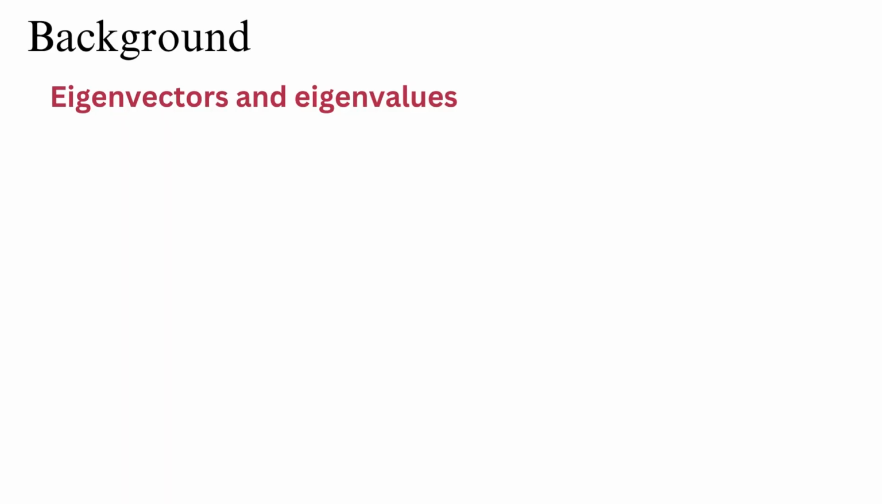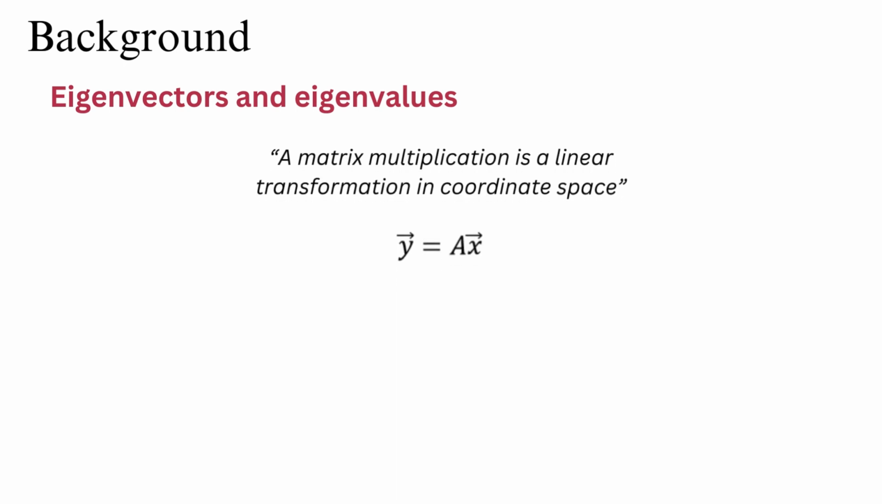Okay, let us start with the next section where we'll try to have an intuition about the eigenvectors and eigenvalues in matrix multiplication. To understand this, we must first understand that any matrix multiplication is a linear transformation in the coordinate space. Let us take an example for this.